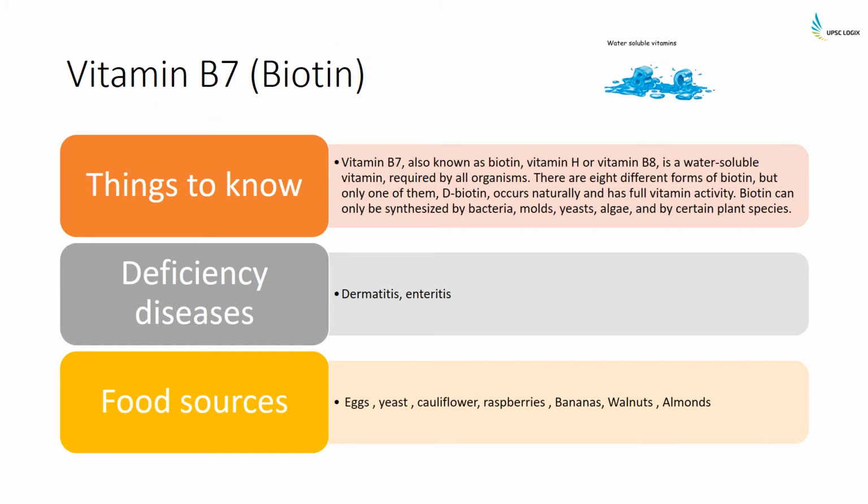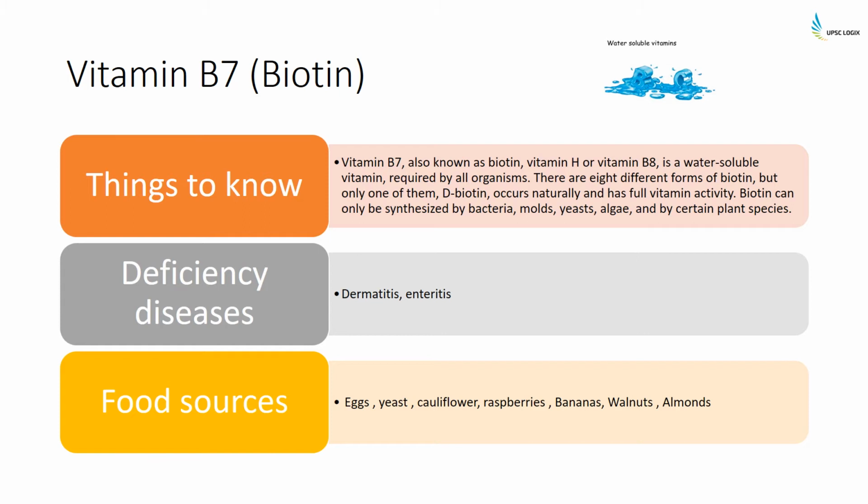Let us have a look at vitamin B7, also known as biotin, and this occurs in 8 different forms, but only one of them, called D-biotin, occurs naturally and has full vitamin activity. Biotin can only be synthesized by bacteria, mold, yeast, algae, and different plant species. Vitamin B7 is also known as vitamin H or vitamin B8 and is of course a water soluble vitamin.